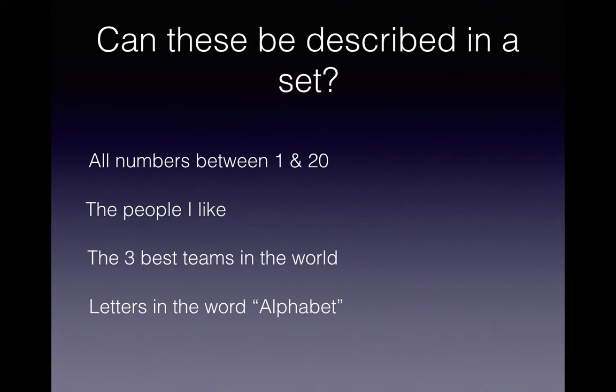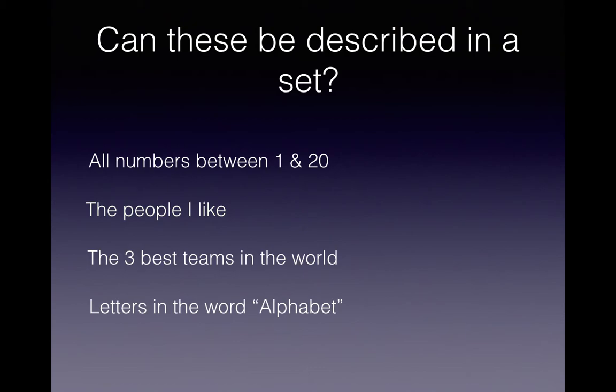Well, first off, that changes on a day-to-day basis, I'm guessing, and the list of people that you like and how someone else sees that situation will be different, so you can't describe it as a set. So the people I like cannot be described or written as a set.